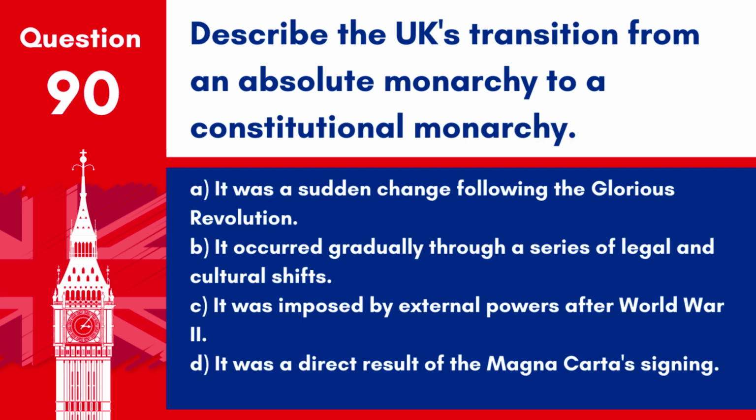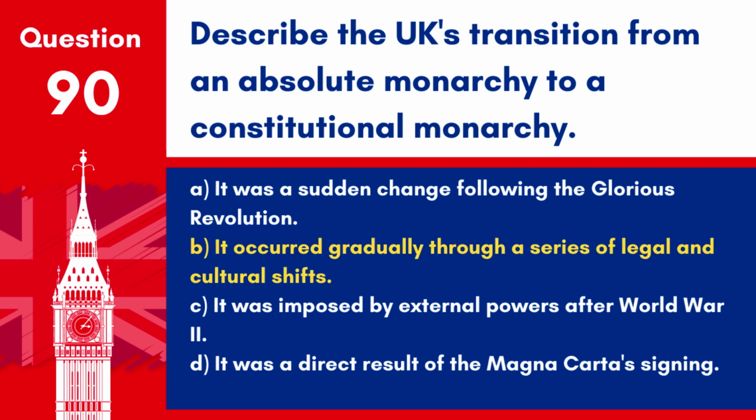Question 90. Describe the UK's transition from an absolute monarchy to a constitutional monarchy. A. It was a sudden change following the Glorious Revolution. B. It occurred gradually through a series of legal and cultural shifts. C. It was imposed by external powers after World War II. D. It was a direct result of the Magna Carta's signing.